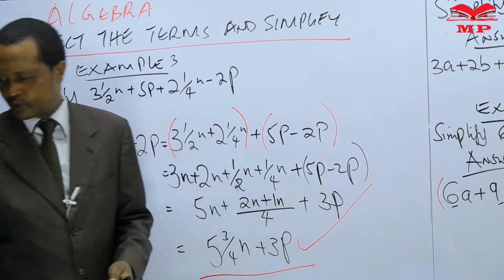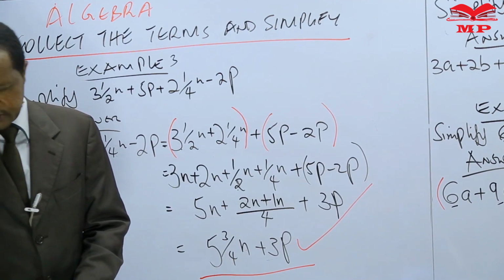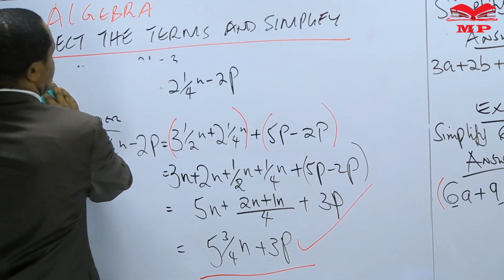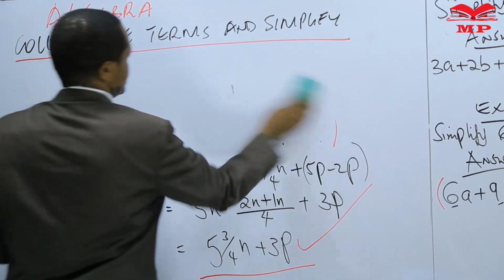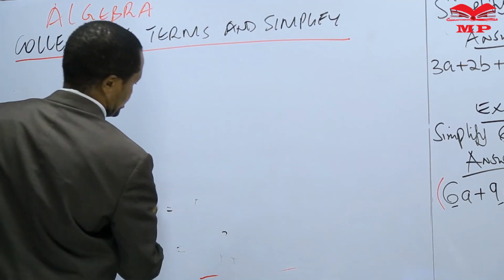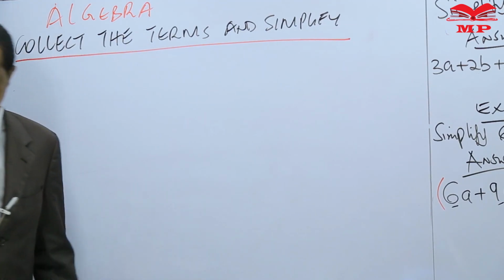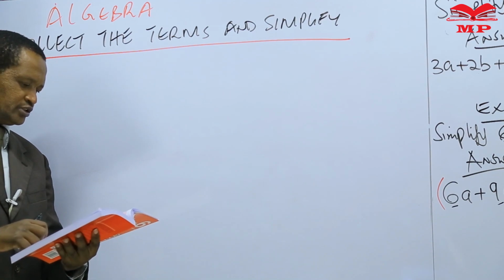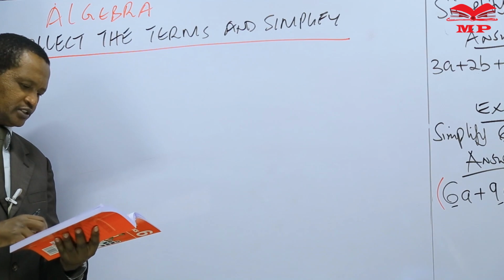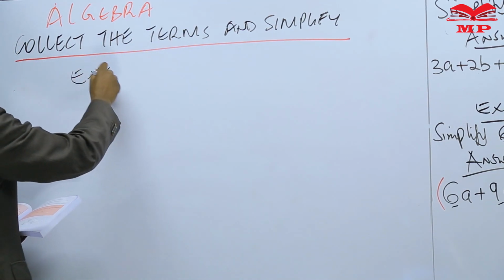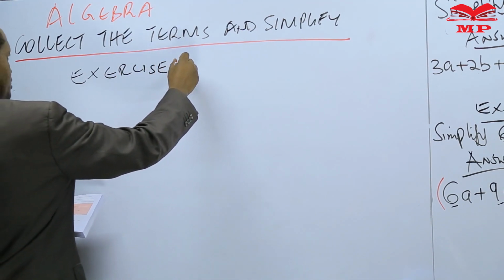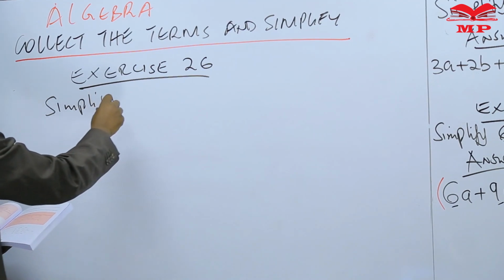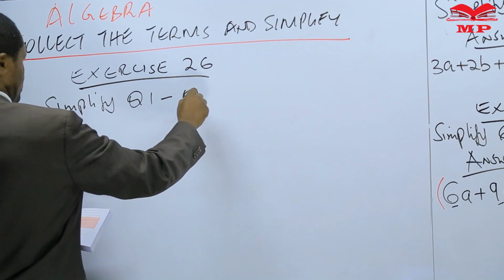I would want to stop at that point so that I give you an opportunity to practice what we have been learning today, collecting terms and simplifying. We are on page 34. I want you to attempt question 1. This is exercise 26. Go and simplify question 1 to question 10.